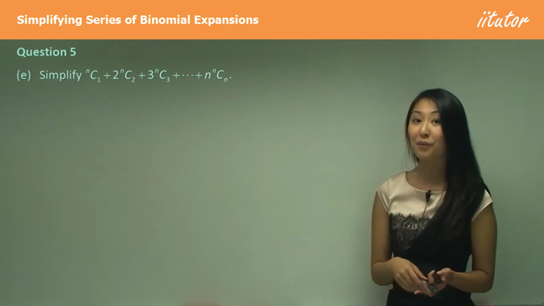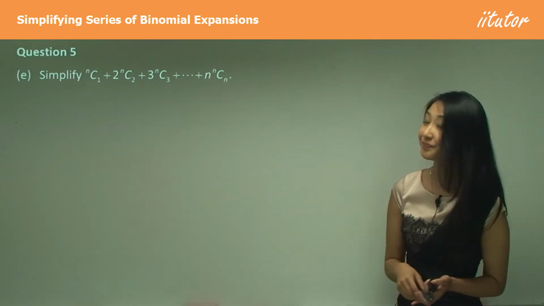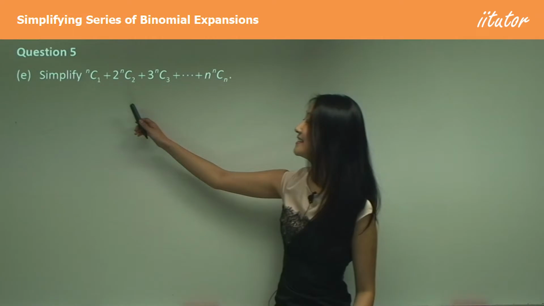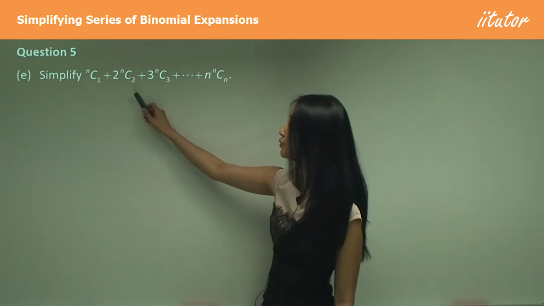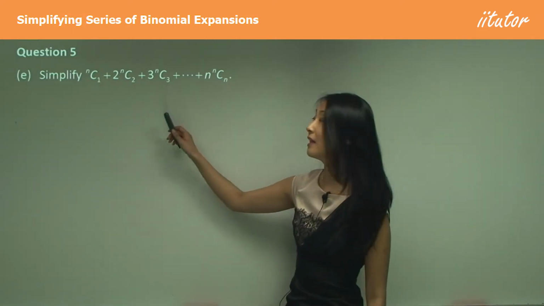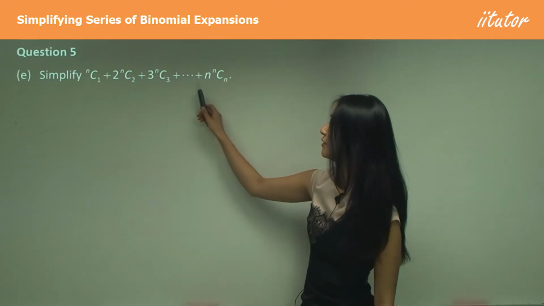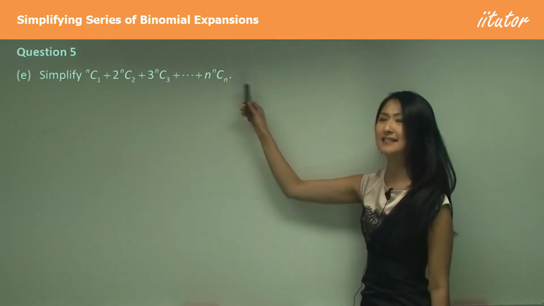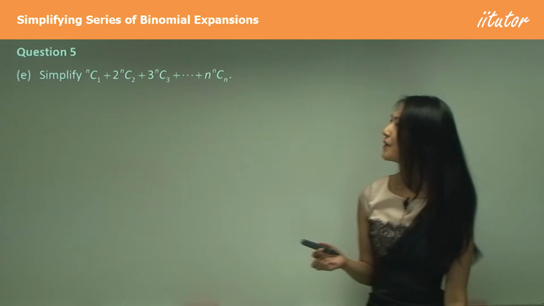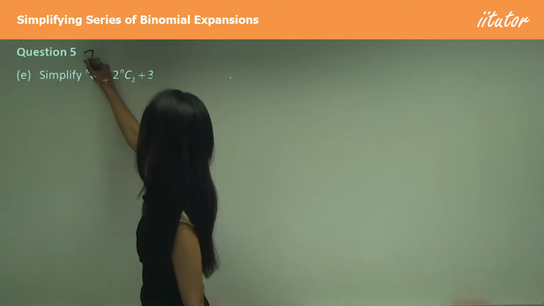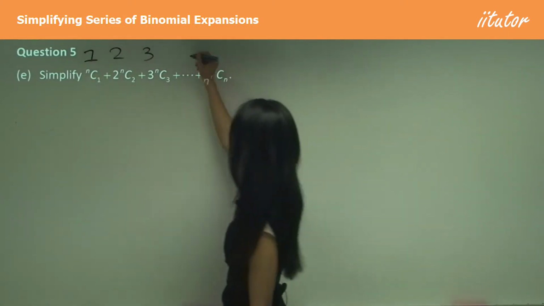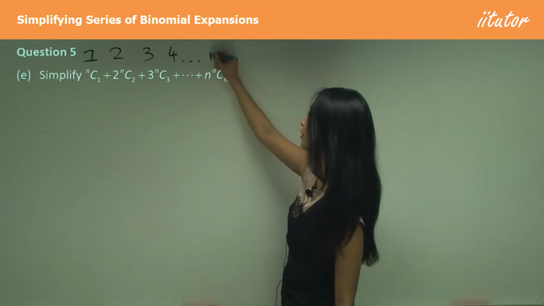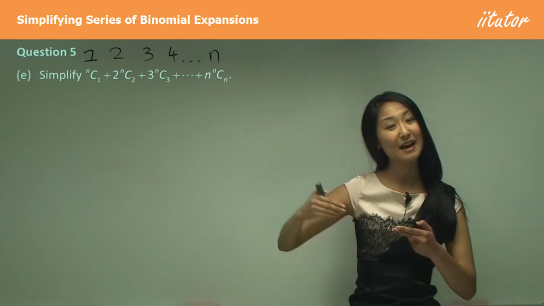What about when we want to simplify this question? Here we have nC1 plus 2 nC2 plus 3 nC3, and so on until n nCn. So notice that here we're going from 1, 2, 3, and then 4, and so on till n. Yeah? So you can see that pattern forming there.